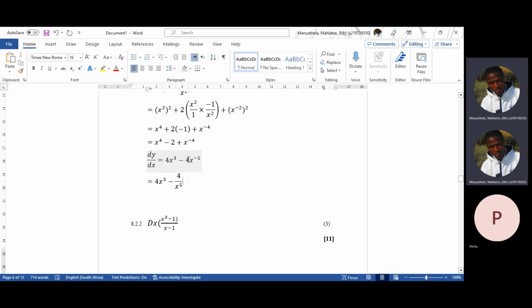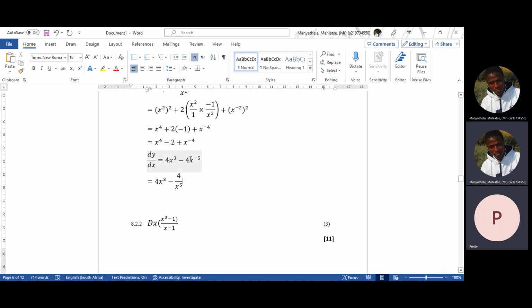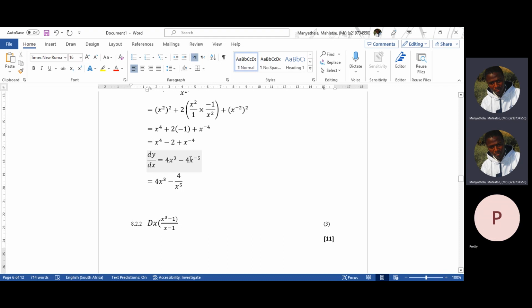Because here we have 4 as a coefficient of x. We have 4 as a coefficient of x. That is why we're saying 4 over x to the exponent 5. So this is your final answer. Okay. Understood?